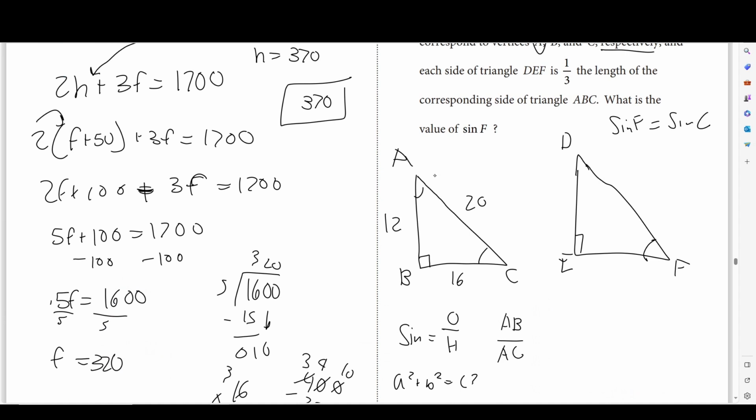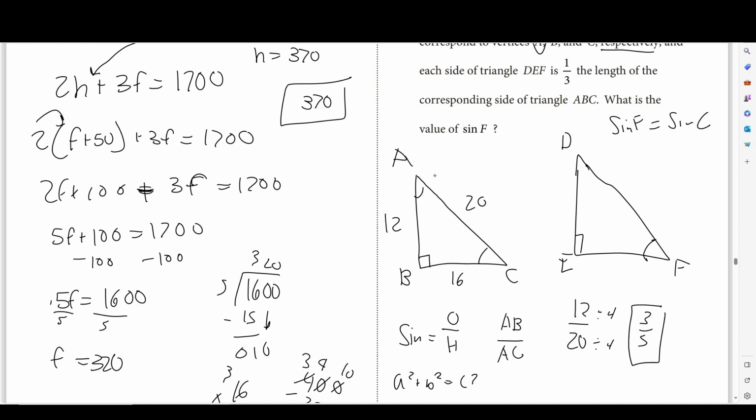Now, remember, sine is equal to opposite over hypotenuse. So here opposite is 12, hypotenuse is 20, so 12 over 20. If we try to grid this in, we don't have enough space, so that means we have to simplify it. If we divide both sides by 4, we get 3 over 5, and that's going to be our answer.